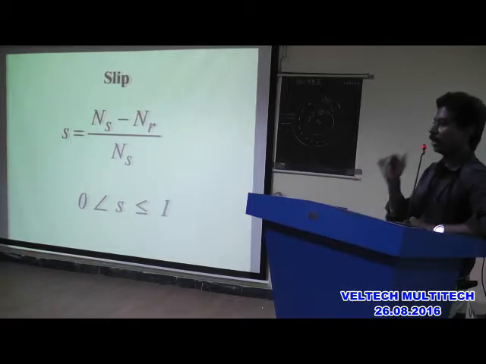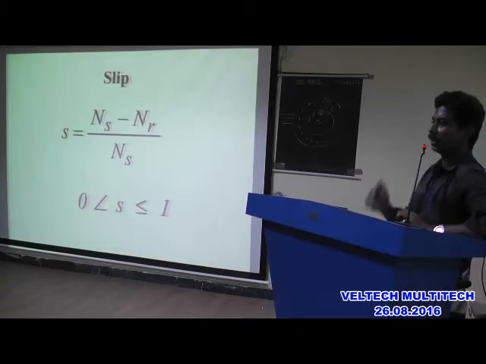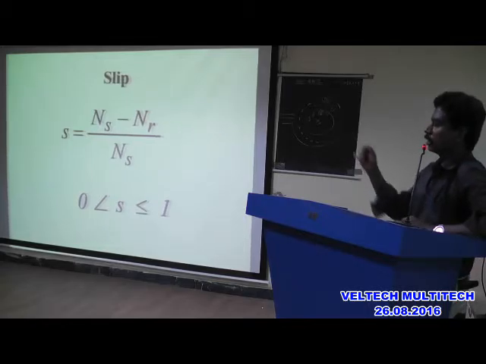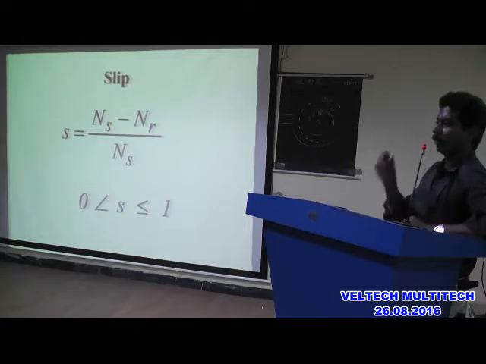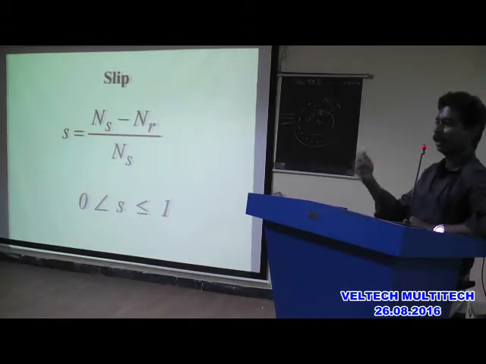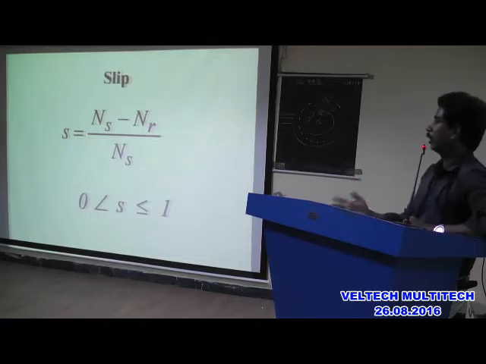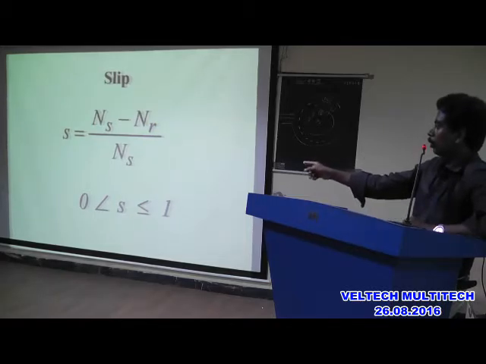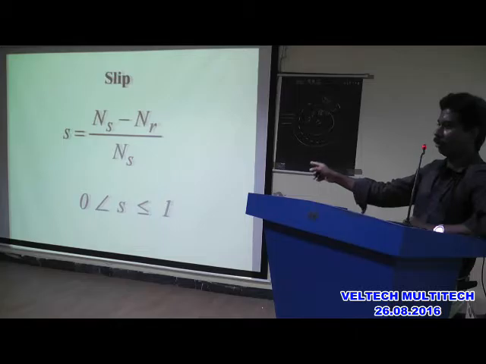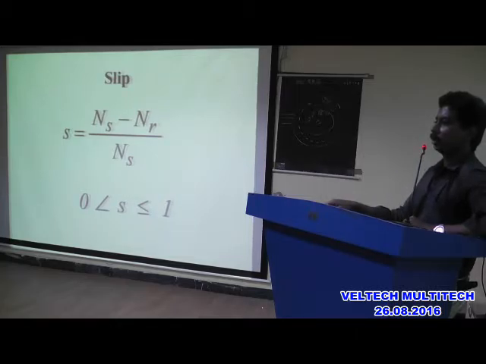Slip value at the time of starting: at the time of starting, what is nr? Nr equals zero. Substituting nr equal to zero gives ns divided by ns, which is one. So the slip value is maximum one. Then as the rotor gathers speed, nr comes into the picture. The slip will not reach zero, because an induction motor never runs at zero slip. That is why I have written zero less than, not less than or equal to. Between zero and one it will run.